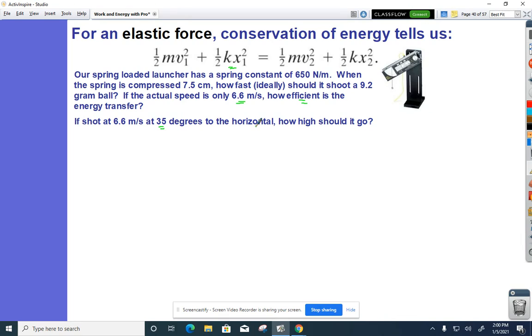When we're done with that, we'll go ahead and do a projectile motion problem to determine how high it will rise if we shoot that at 35 degrees to the horizontal. So a little bit of review of some previous concepts as well. Let's go ahead and begin.